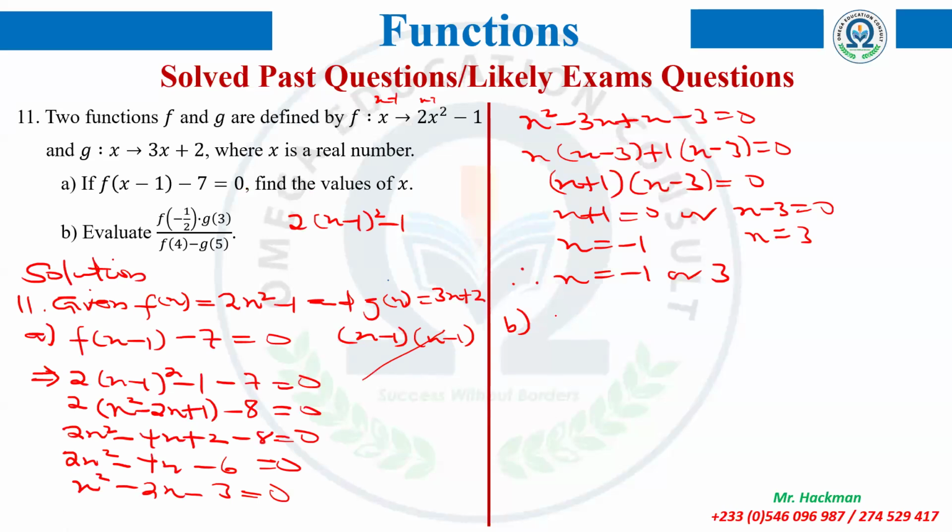What are we given? f of minus 1 on 2 times g of 3, all over f of 4 minus g of 5. I think this question, I should shelve it and give it to you as part of the test. My spirit tells me so. I will just explain. I will bring this one in the test.